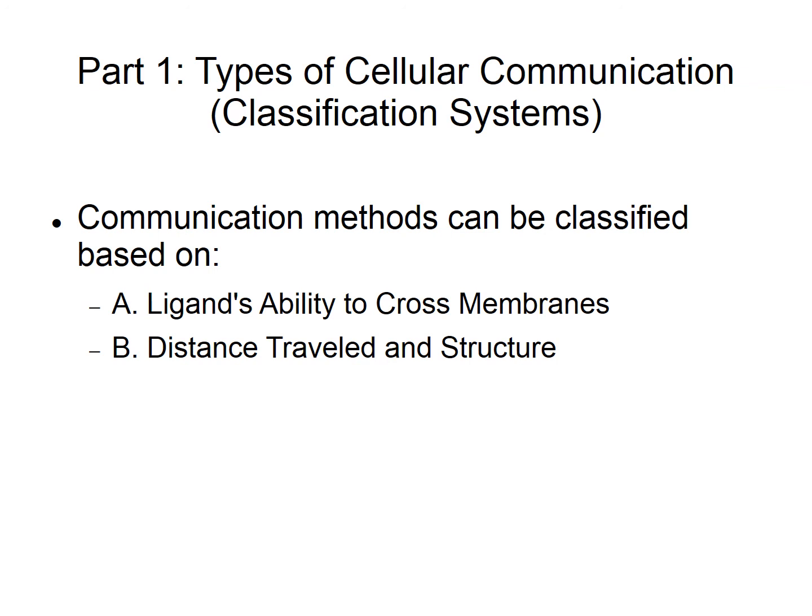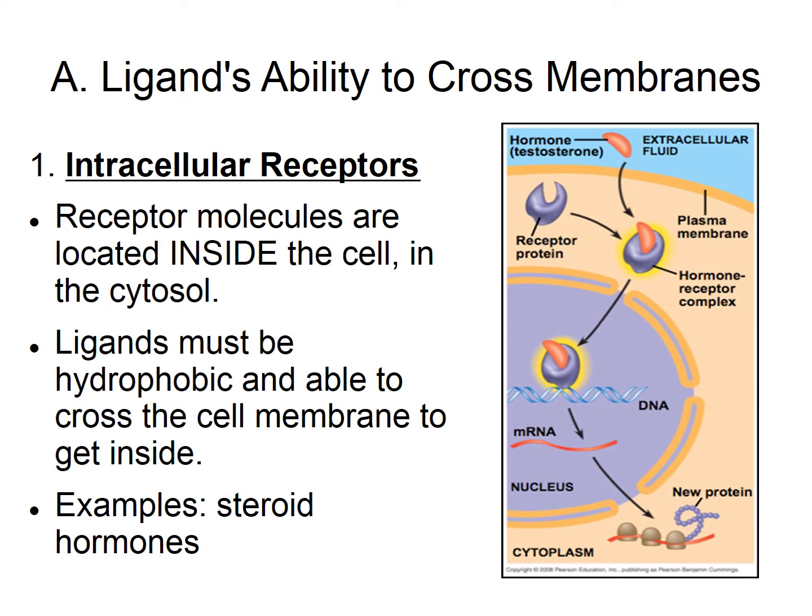Now, there are many different forms of communication, and there are a couple of different ways that these can be classified. So we're going to talk about two classification systems for these methods. The first way to classify these communication methods is based on the location of the receptor and the location of the ligand. Some ligands and receptors are located inside the cell, so we call them intracellular. So for instance, in this diagram, you can see that the receptor is actually inside the cell here. It's in the intracellular environment.